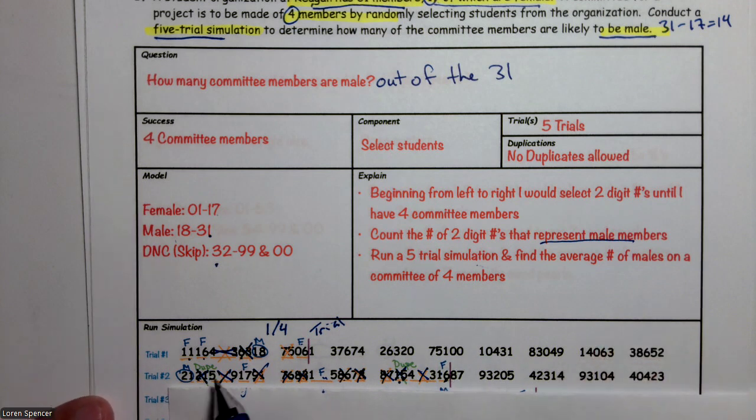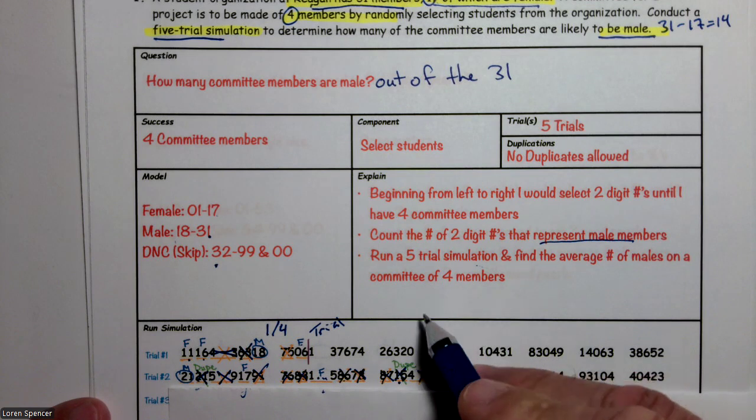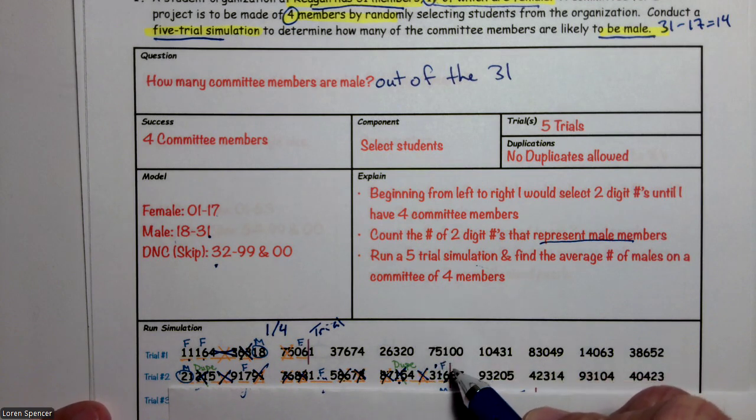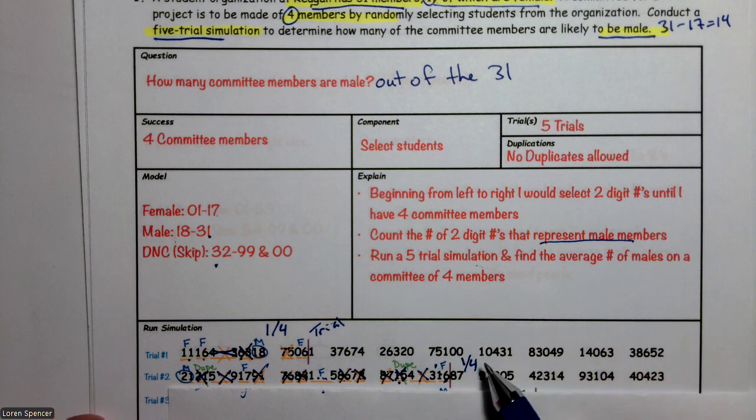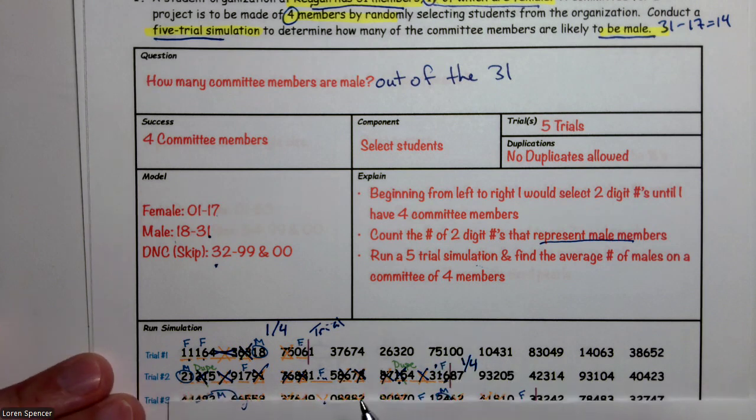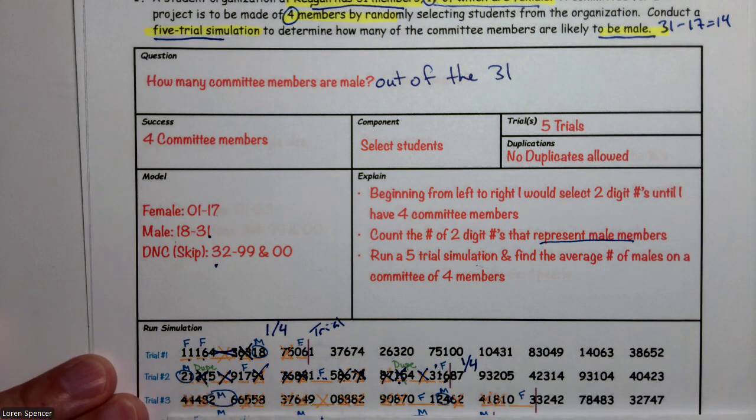And if we count them up, we have 1, 2, 3, 4 committee members. So now that we have 4 committee members, we can stop our trial. And once again, we have 1 male out of the four committee members, because the very first one was a male, and then the other three were females. Moving on to trial 3.